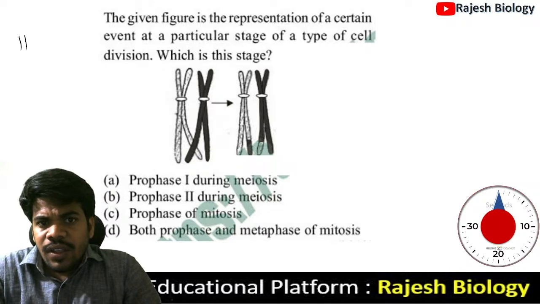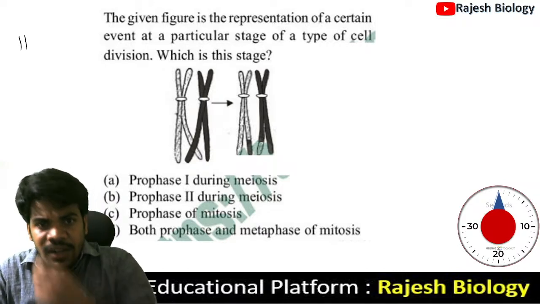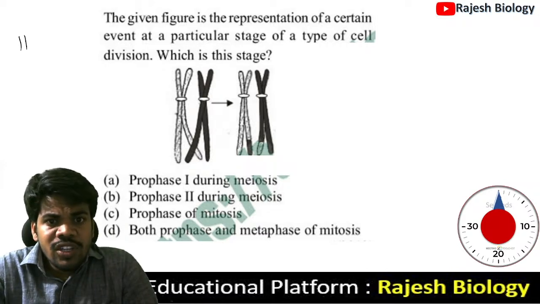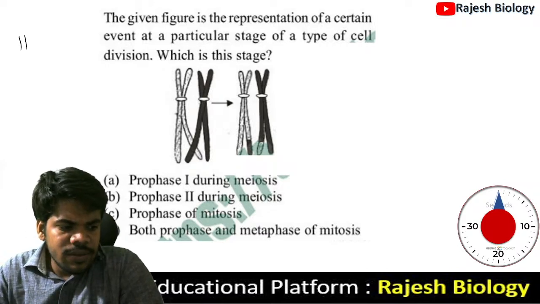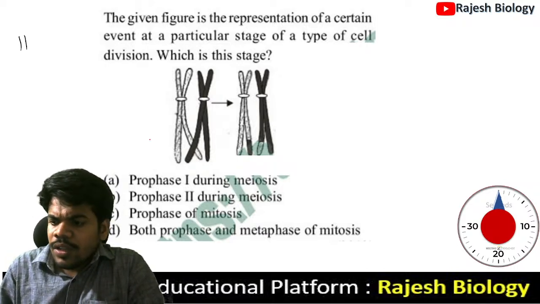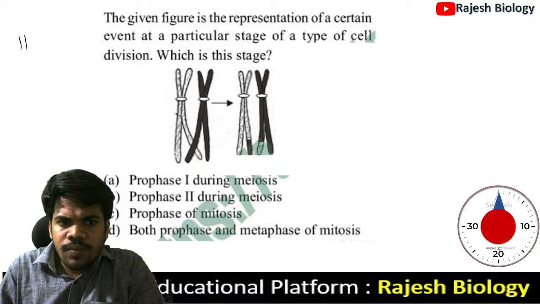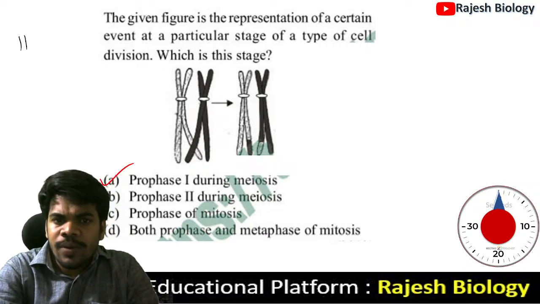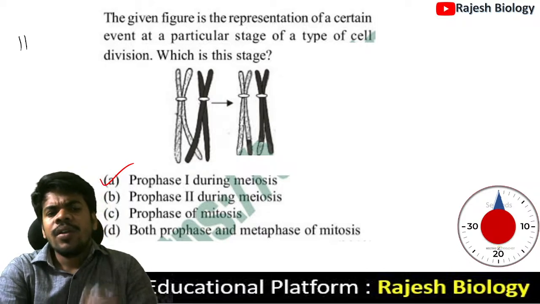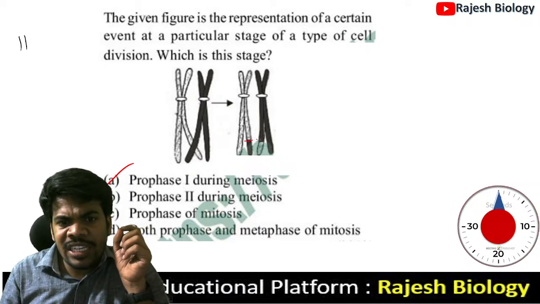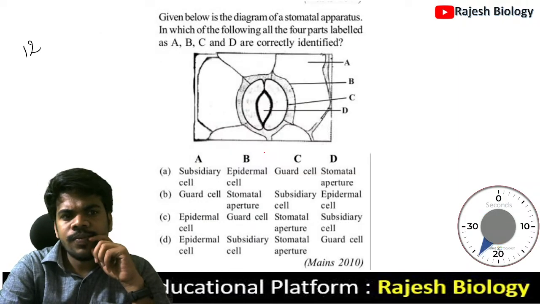The given figure is a representation of a certain event at a particular stage of a type of cell division. Which is this stage? It is meiosis. Prophase 1 it is. Crossing over. The maternal and paternal chromosomes exchange their genetic materials. This is called crossing over.